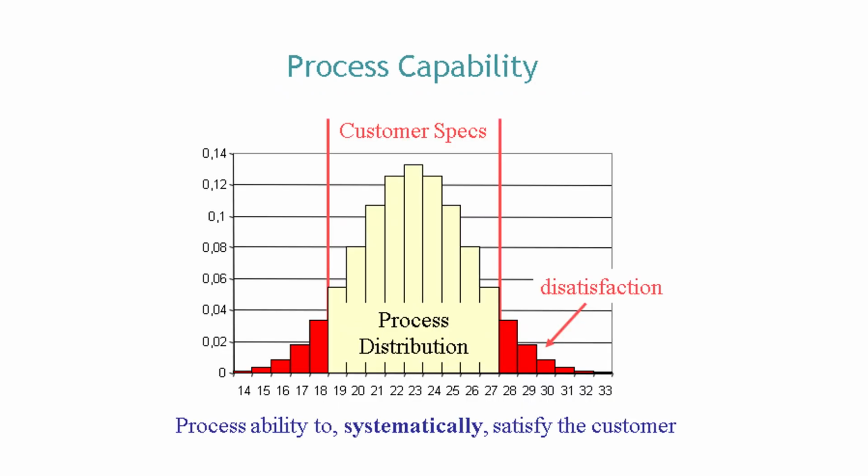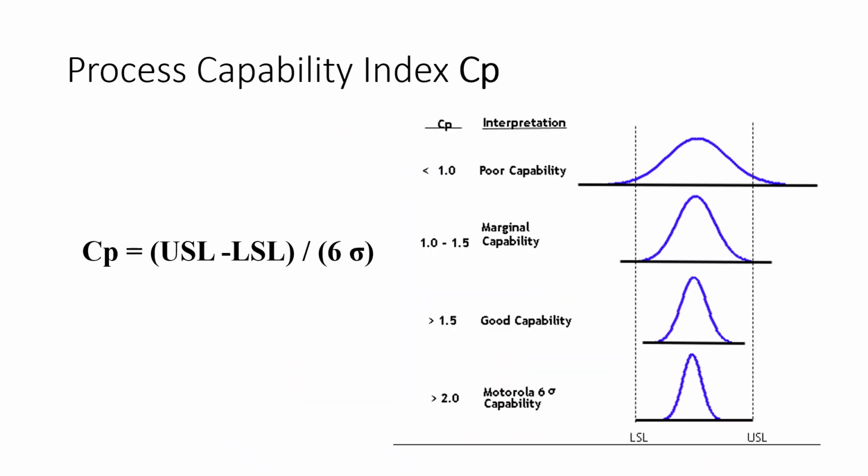Any parts produced by our process, beyond the spec limits imposed by the customer, will produce dissatisfaction. Process capability measures the ability of the process to systematically deliver within the spec limits and therefore satisfy the customer. This index is an estimation of the ability of a process to satisfy its customer.